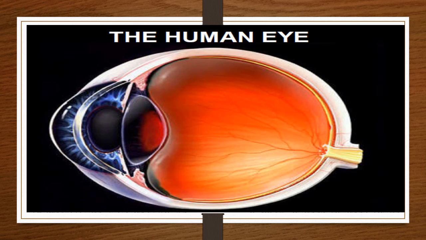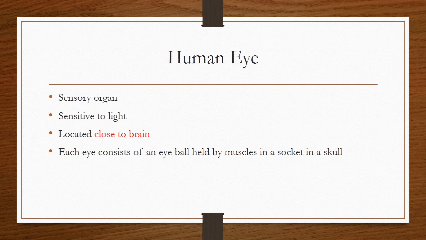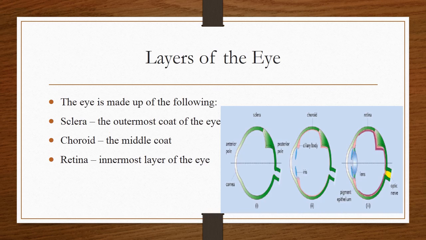So, the human eye. The eye is a sensory organ that is sensitive to light. It's located close to the brain so that it can send its messages quickly to the brain. Each eye consists of an eyeball held by muscles in a socket in the skull.